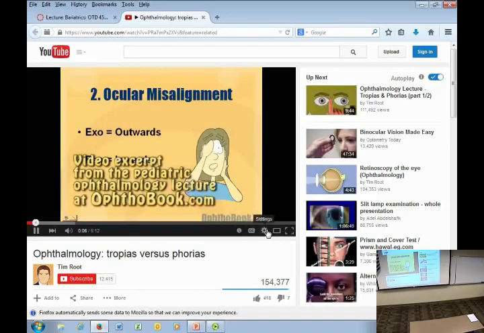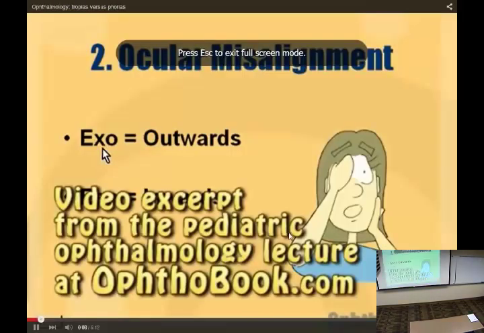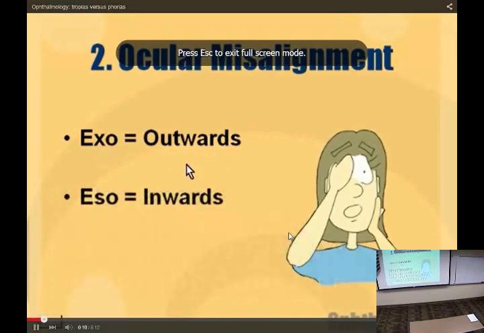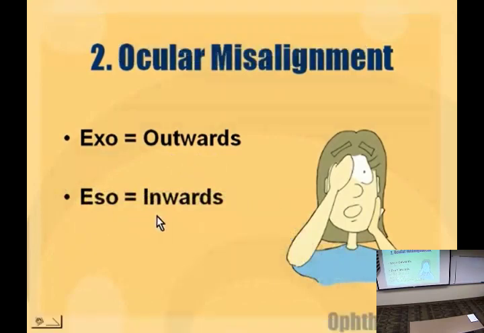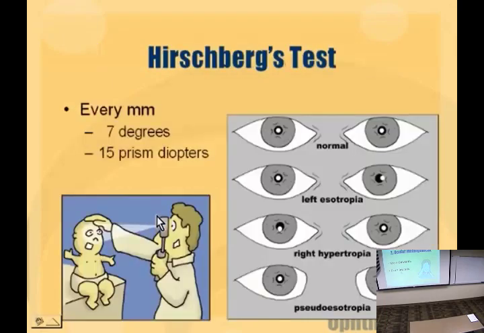a line problem. You might have an exo deviation. Exo is usually outwards, or an eso deviation. That's inwards. There's also a hyper and a hypo, up and down. So let's give a couple examples of this.